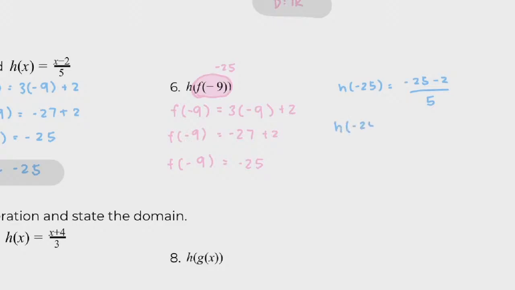So h of -25 will equal -27 over 5. And we can't simplify that, so that means h of f of -9 equals -27 over 5.